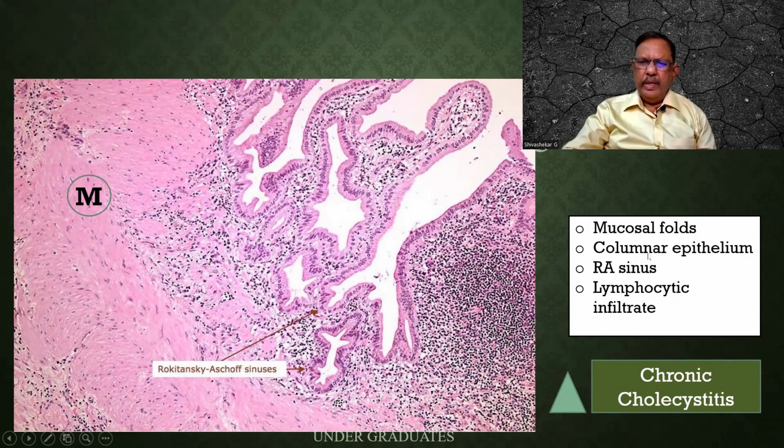Mucosal folds, columnar epithelium, Rokitansky-Aschoff sinus, and lymphocytic infiltrate. So your diagnosis is chronic cholecystitis. For microscopy, do not write gross features.